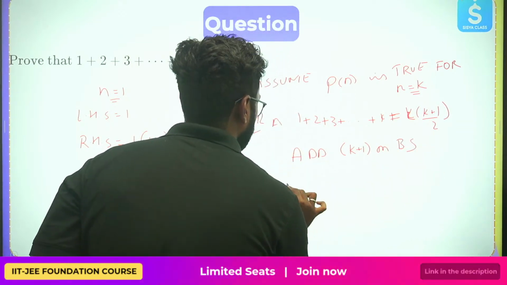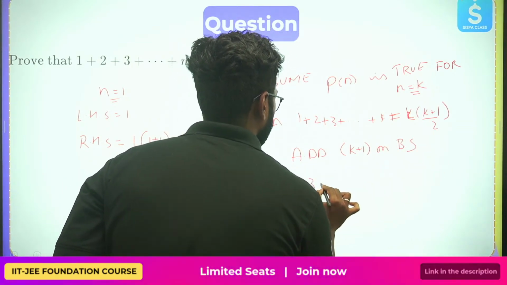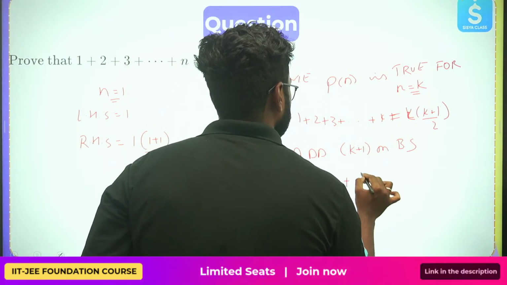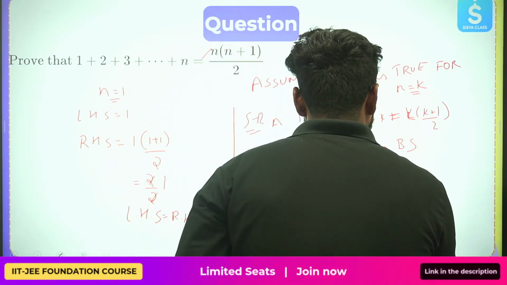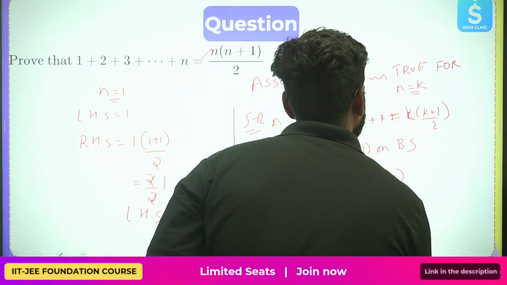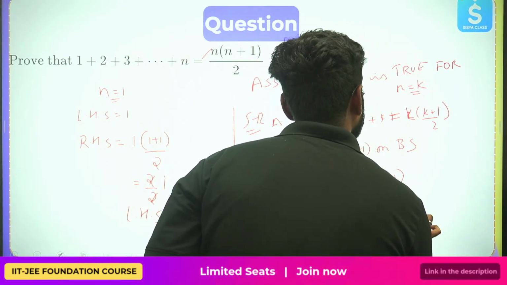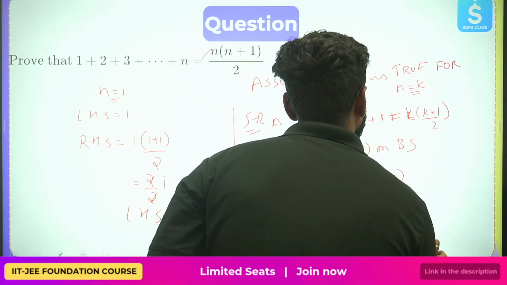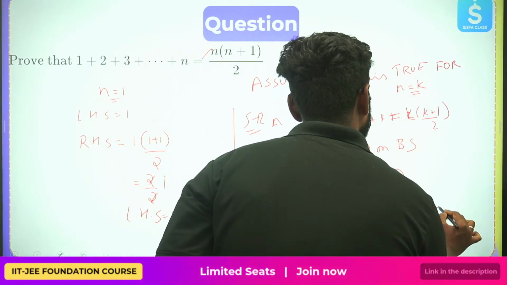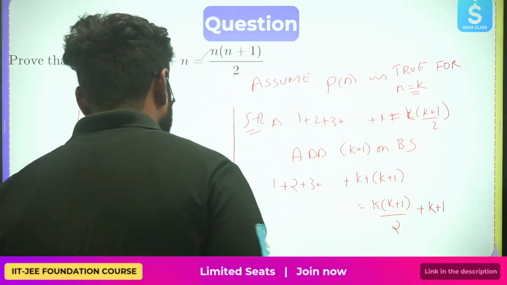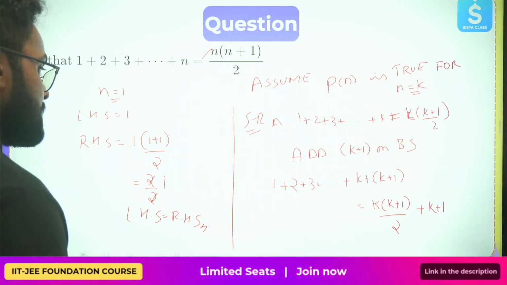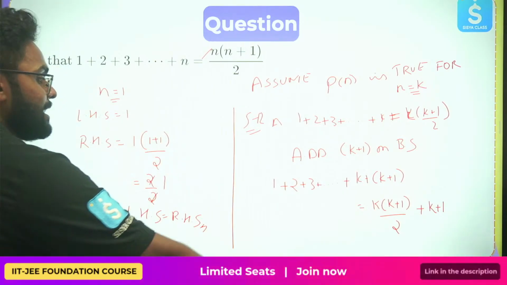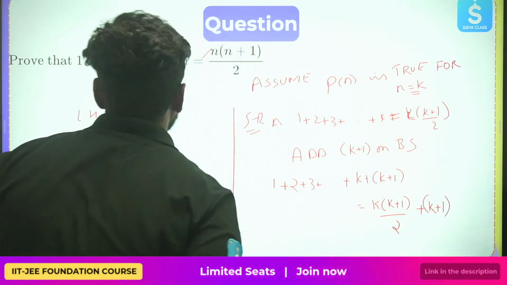So this will be 1 plus 2 plus 3 plus so on plus k plus 1. This should be k into k plus 1 by 2 plus k plus 1. Now, what can I do in the next step? If I can solve this, this is k plus 1 plus k into k plus 1, plus, I can take k plus 1 as common.